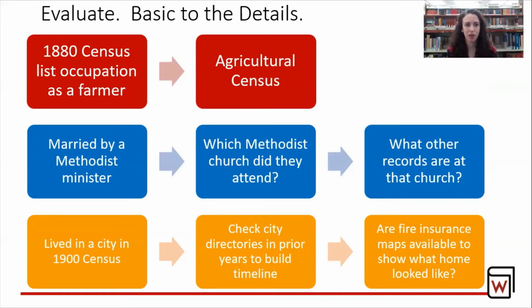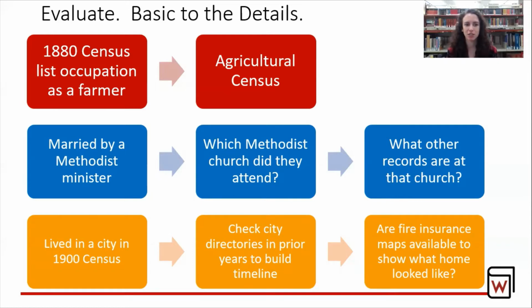Maybe you have a marriage record that shows that they were married by a Methodist minister. Well, now you have an idea of what denomination this couple was. What church did they attend? Are church records still in existence from that church? And can you find additional information like the baptism of their children? Were they founding members of that church? There's all sorts of things that you can delve into when you read into that deeper layer of a record.